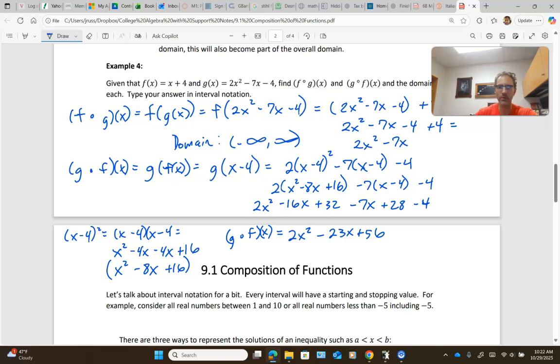And so it's this new quadratic function again. Now what is its domain? Well, same as the last one. Because they're both polynomials, or we're just plugging one polynomial into another, the domain will be all real numbers. Okay?